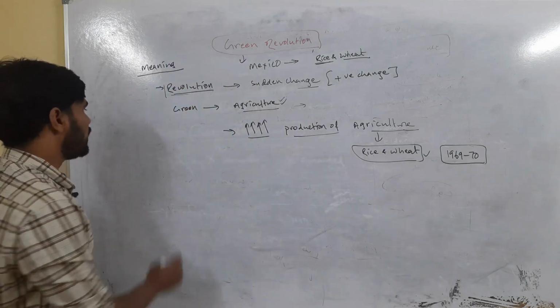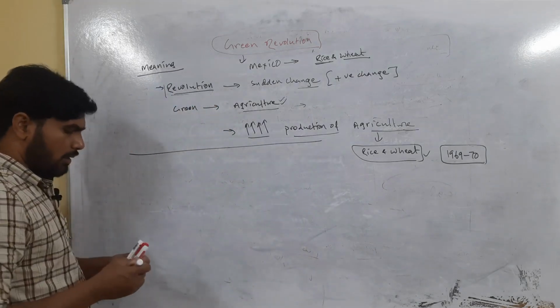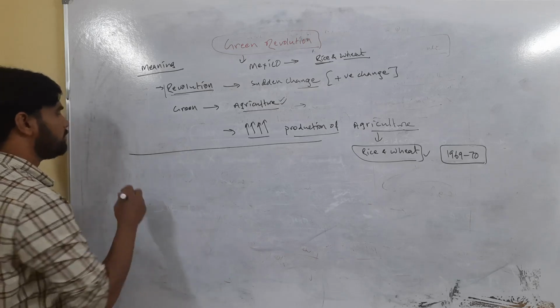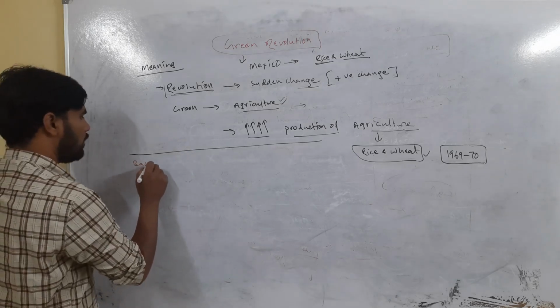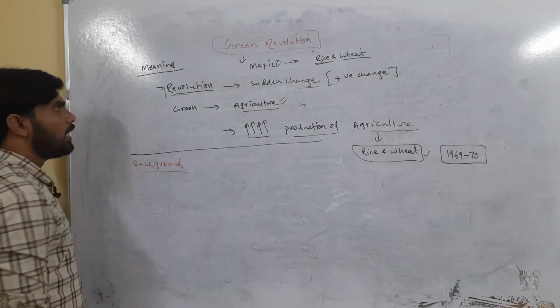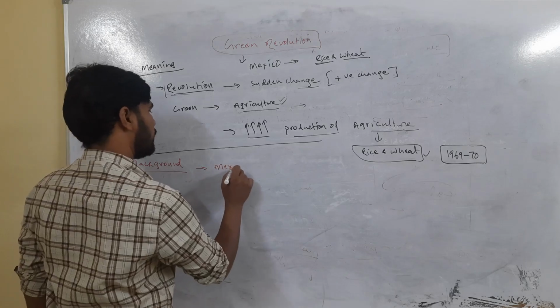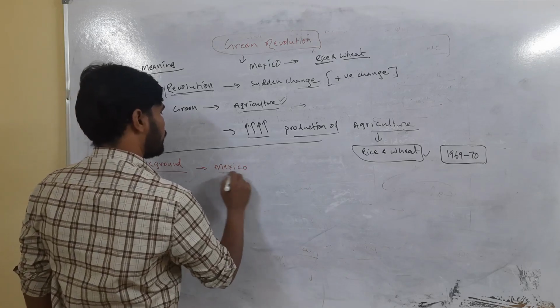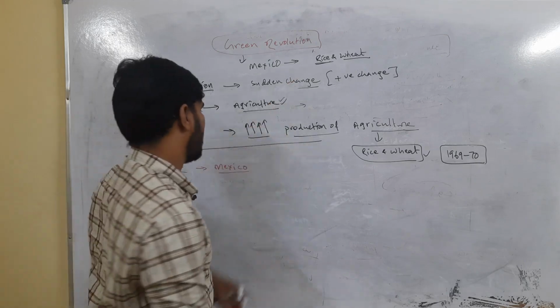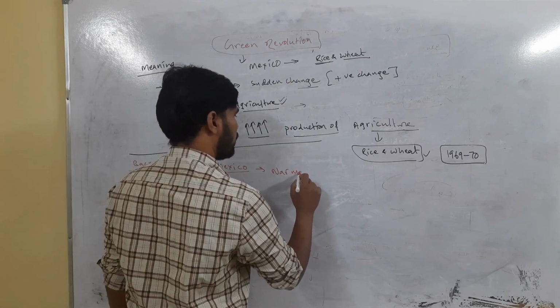So how did it start? Briefly, let us understand the background of the green revolution. Like I told, it started in Mexico. Mexico had a great scientist called Norman Borlaug.